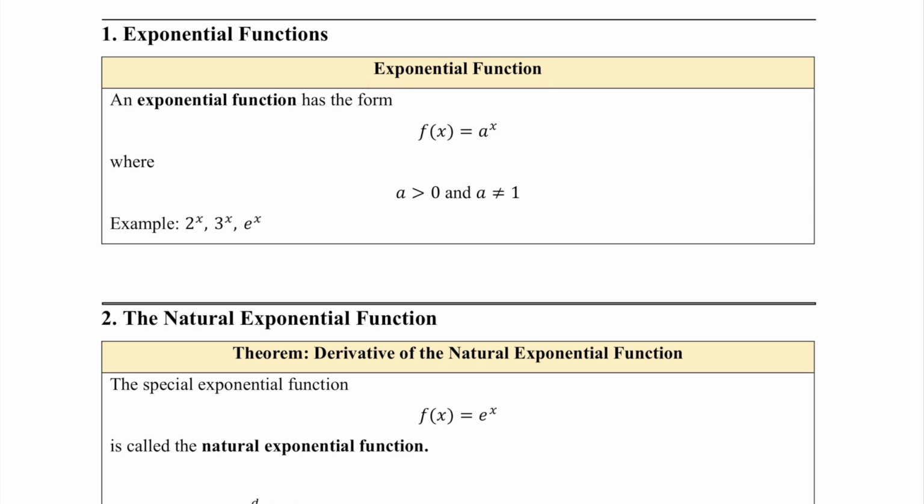An exponential function has the form f of x equals a to the x, where a is greater than 0 and a is not equal to 1. Some examples are 2 to the x, 3 to the x, and e to the x. The key idea is that the variable x is in the exponent.